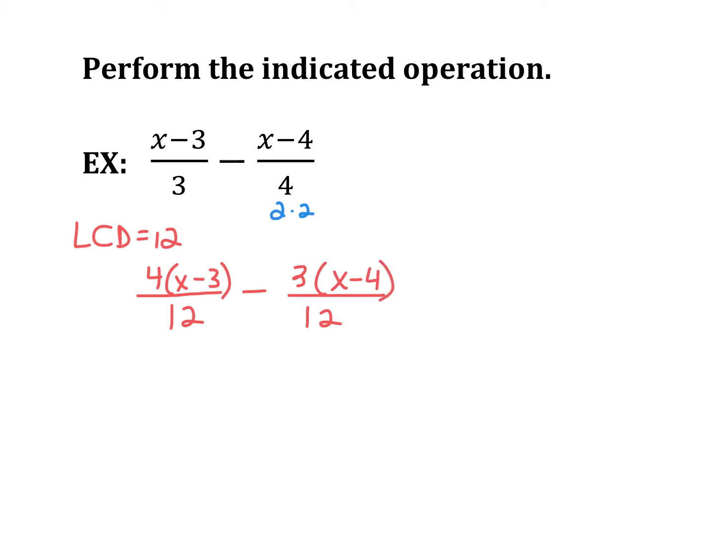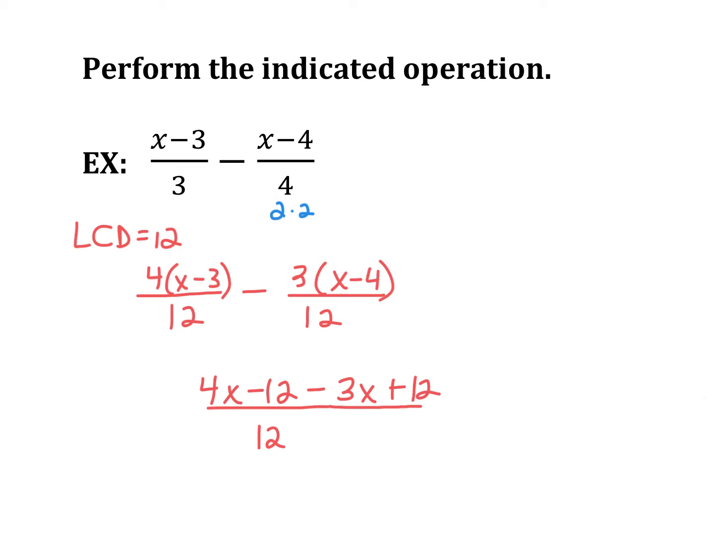So in other words, what I've done at this point is I've taken the original fractions and rewritten them in terms of their new least common denominator. Well, once I've come up with my new fractions written in terms of their least common denominator, I can actually go through and do my subtracting. So my denominator is going to stay as is. It's going to be a denominator of 12. And then in the numerator, we're going to distribute the 4 in the first fraction, so it'll be 4x minus 12. And then in the second fraction, we're going to distribute the negative 3, so it's negative 3x plus 12.